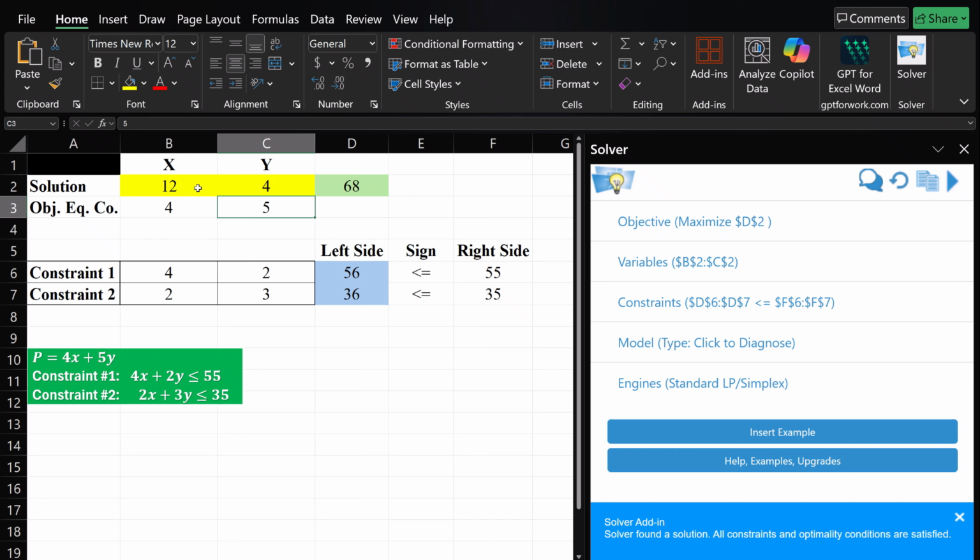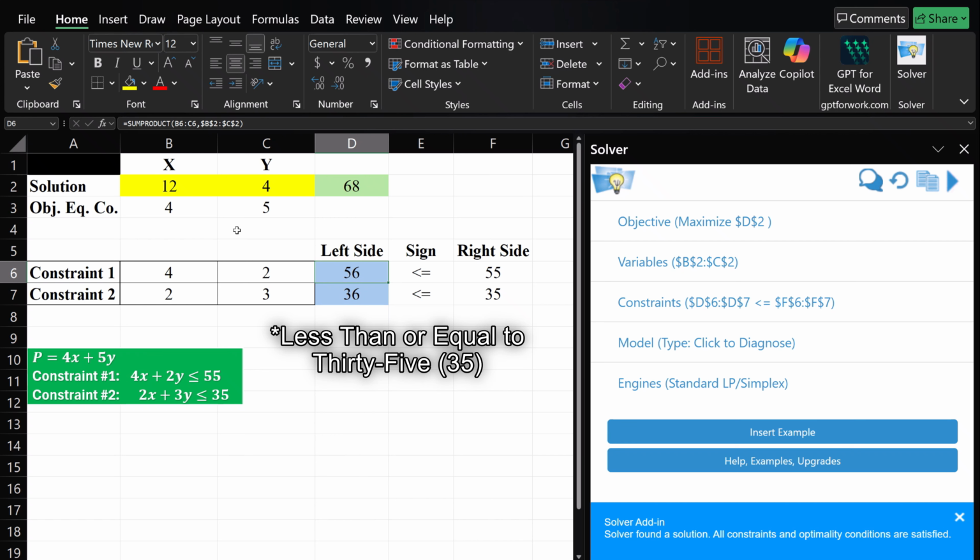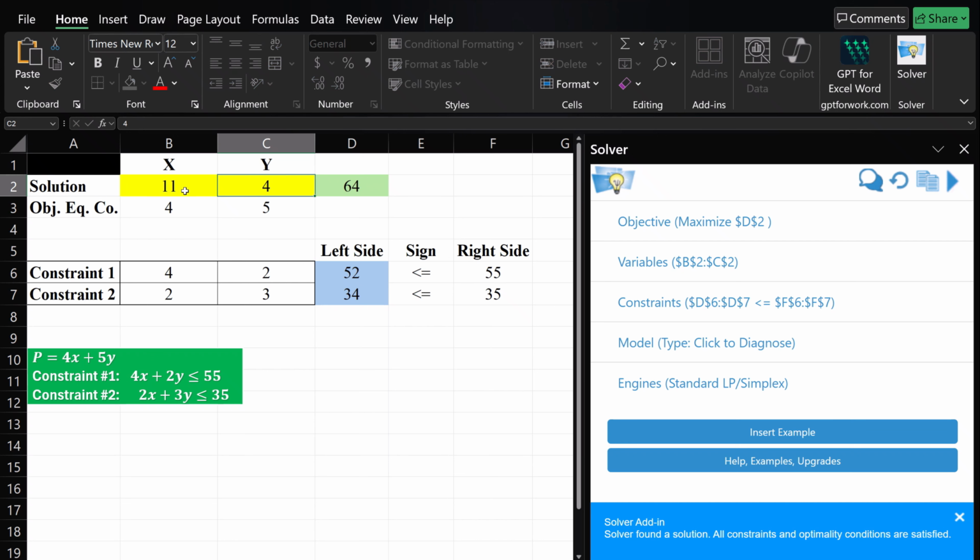We have integers. Fantastic. Only problem is if we look down here in our blue cells, this is saying when x is 12, if I were to plug it in, 4 times 12 plus 2 times 4, that would give me a total of 56. Which last time I checked, 56 is not less than or equal to 55, so that does not work for our constraints. Likewise, constraint 2, I would get 36, which is not less than or equal to 55. So if I were to have rounded that down to get 11, now this would work out, and I would get an objective equation of 64. Or my optimal solution would be 64. Both of my constraints work, but believe it or not, this is actually not our optimal solution. This is not maximizing our objective equation here.